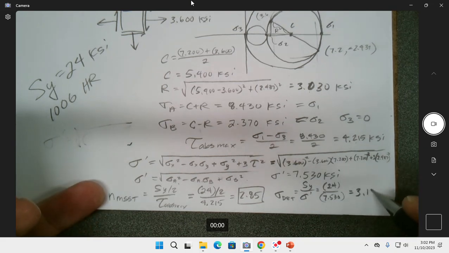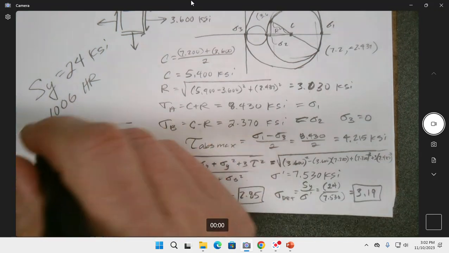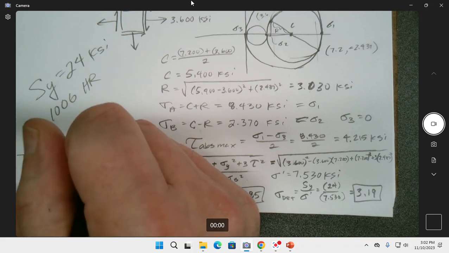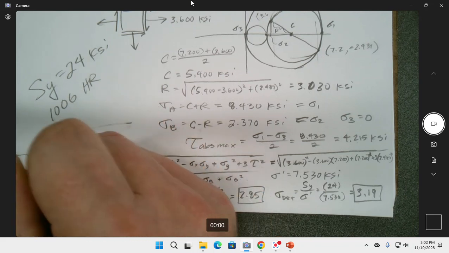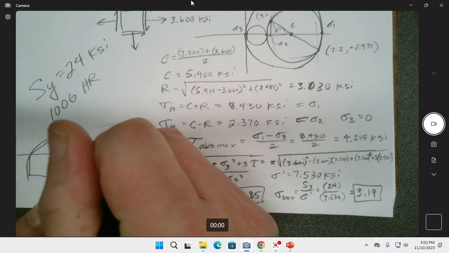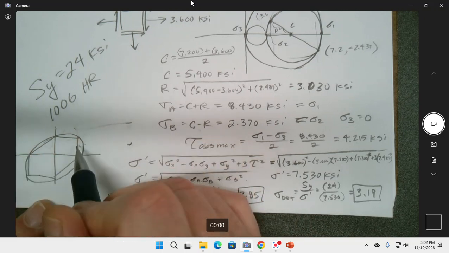.19. I think it did it right. I don't know. But if we were to take a look at this, approximately, it must be showing up here somewhere, right?